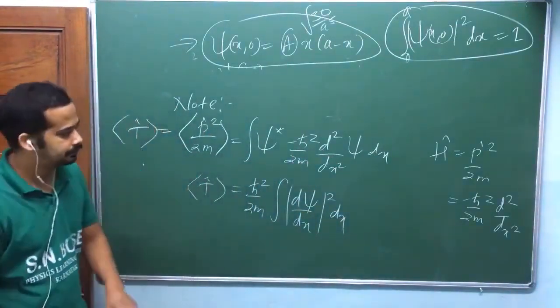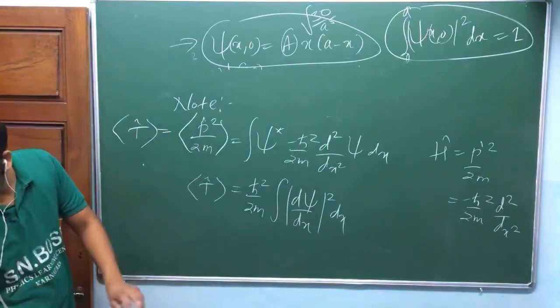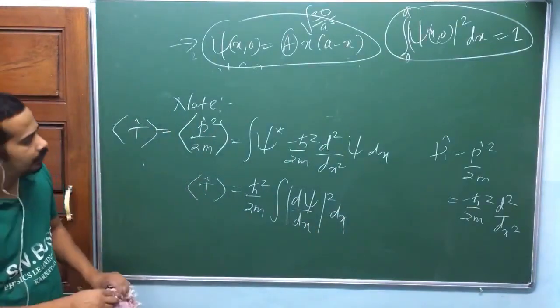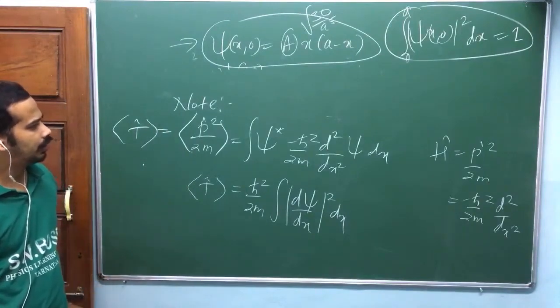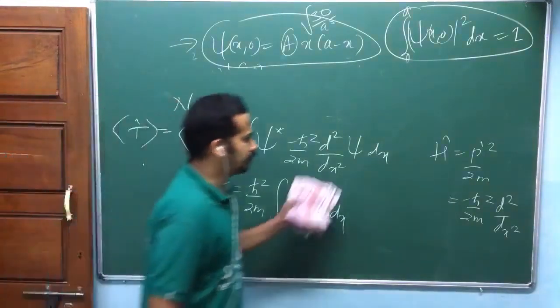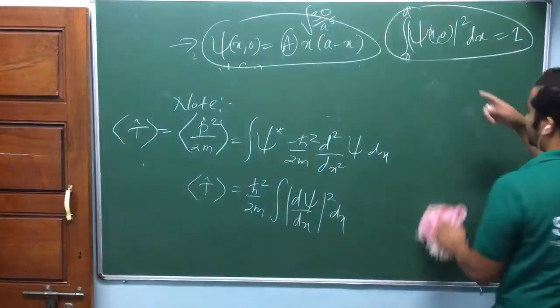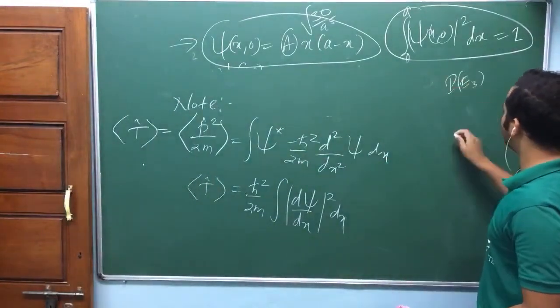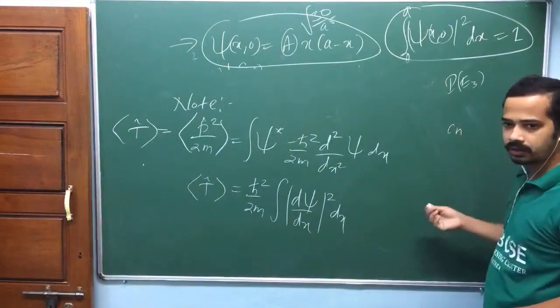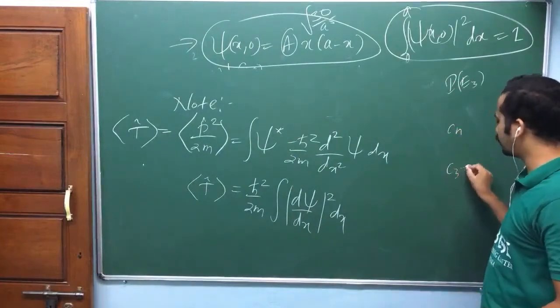Sir, I didn't get the previous step. If we reach C3, then you are saying go through the integration. Yes, look at the previous part. If they ask the probability of getting E3, why do you find Cn and then put n equal to 3? Directly find C3, that's what I'm saying.